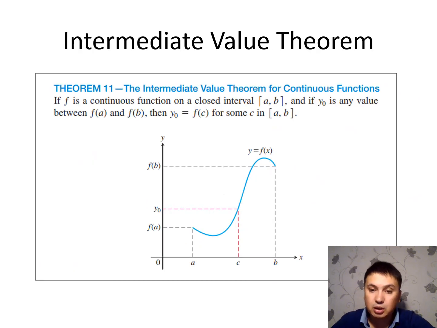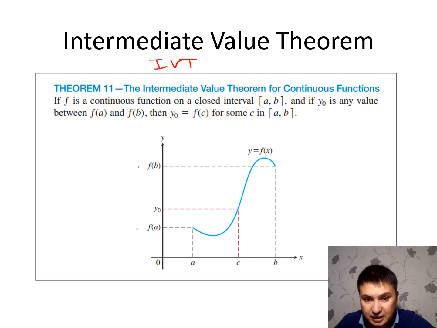Okay, the last topic that we cover in this section is the intermediate value theorem. Shortly, we call it IVT. This is a very important theorem, in fact, in the theory of continuous functions. So what it says is the following. If f is a continuous function on a closed interval [a, b], and if y0 is any value between f of a and f of b, so y0 is right here, my f of b is here, my f of a is here, so y0 lies between these two.